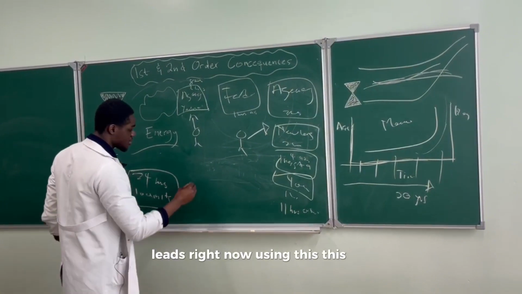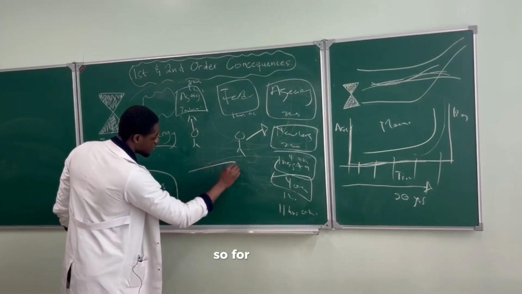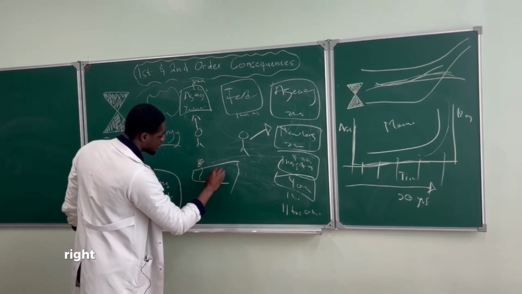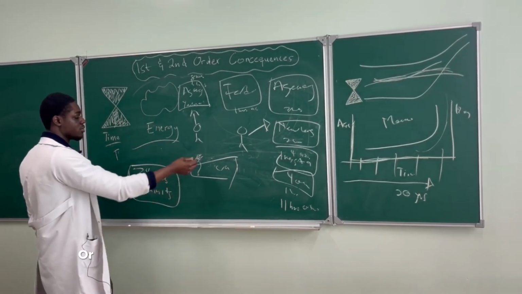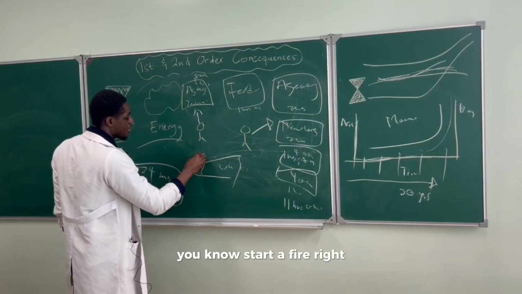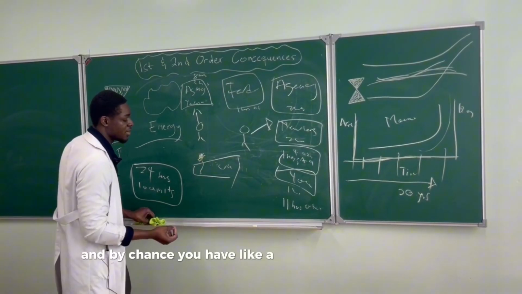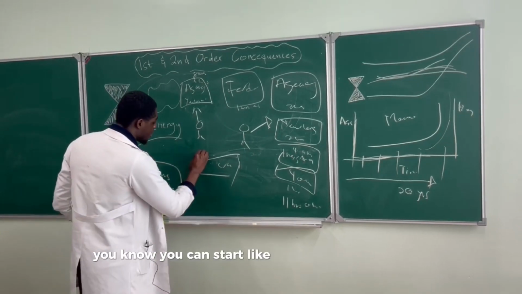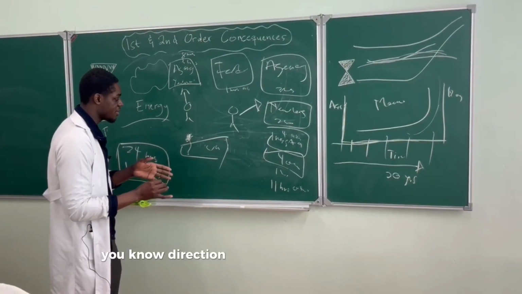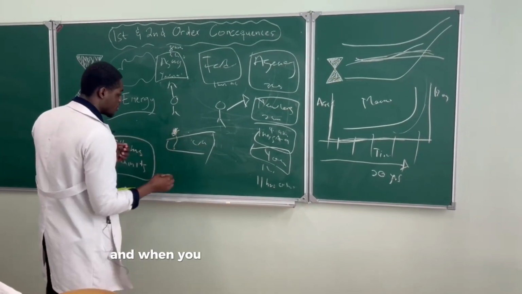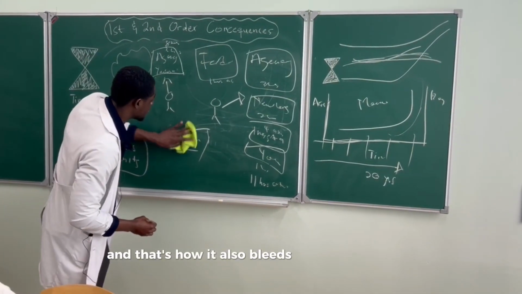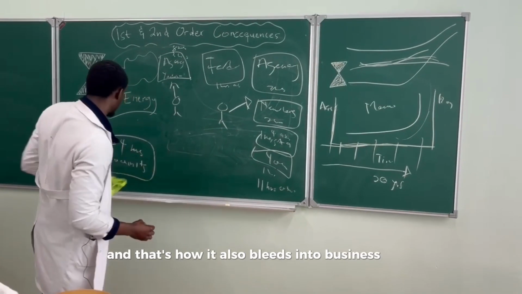Now, using this time and energy, right? So for instance, let's say you are stranded on an island, right? You have nothing to eat, or maybe you caught a fish and you want to start a fire, right? And by chance you have like a microscope or something. You can start a fire with a microscope by just focusing on a certain direction for a certain time period, right? And when you do that for some time, you spark a fire and you can create food. And that's how it also bleeds into business, right?